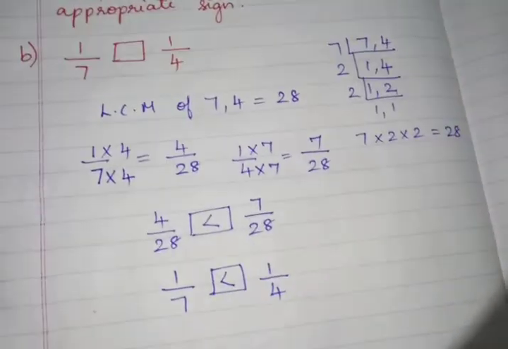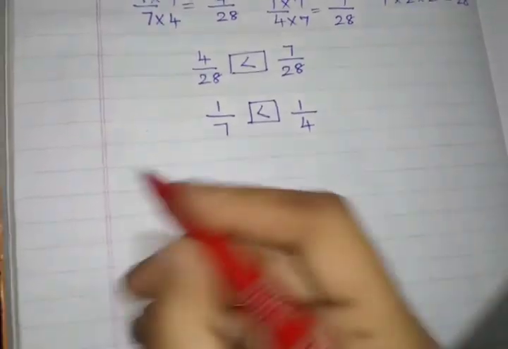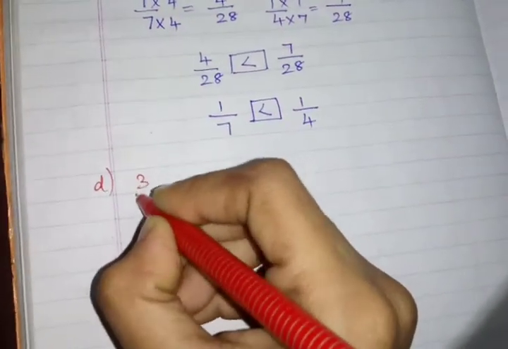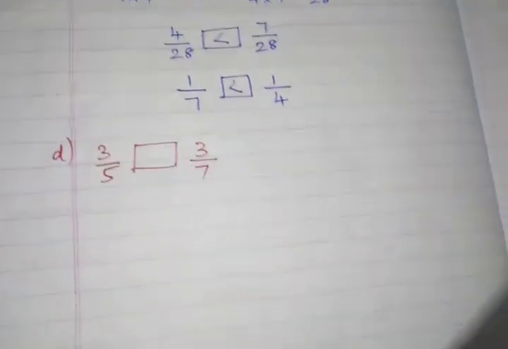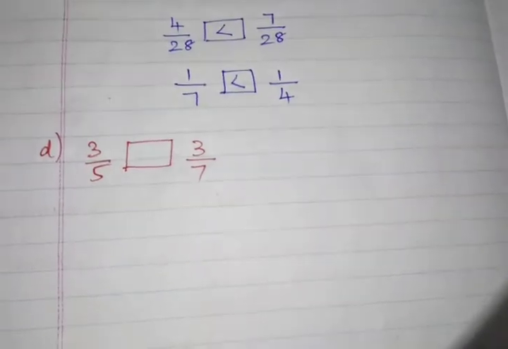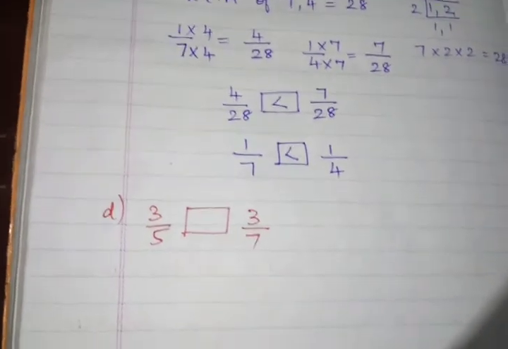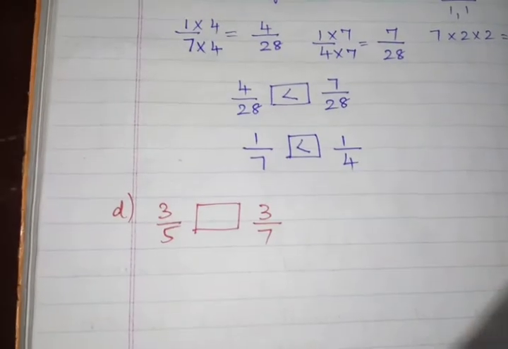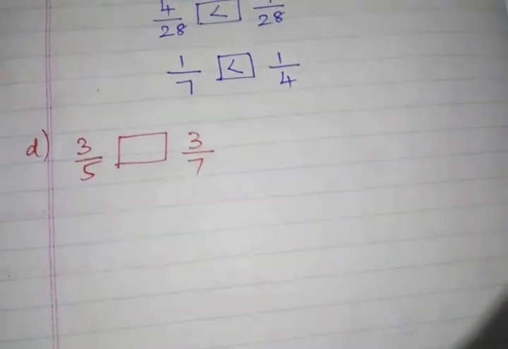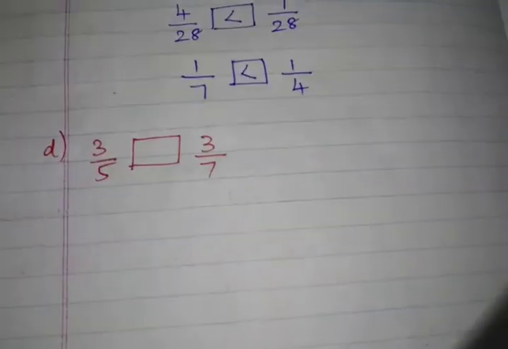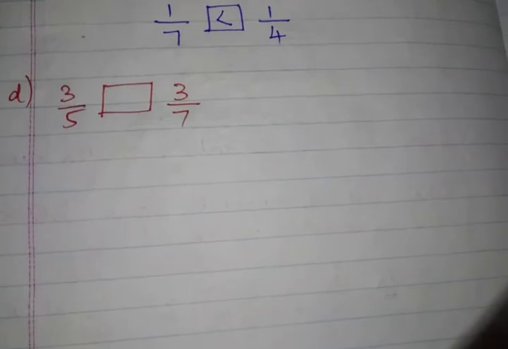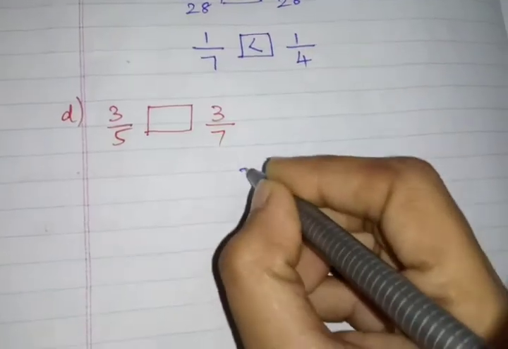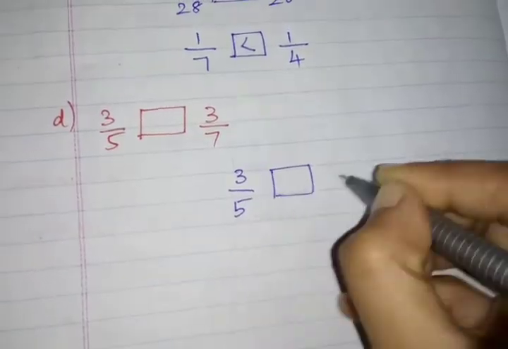So what is the next question, children? D problem. Okay, so the D problem question is what? 3 by 5 comparing 3 by 7. Actually this question is very easy, you can just think for a few minutes. It's a very easy problem because I told you our denominators should be the same. But here our numerators are the same.